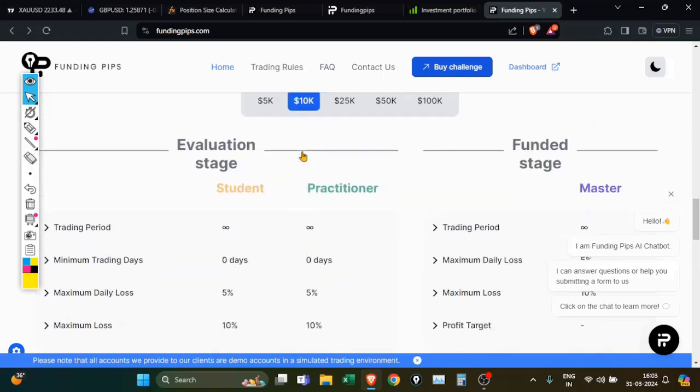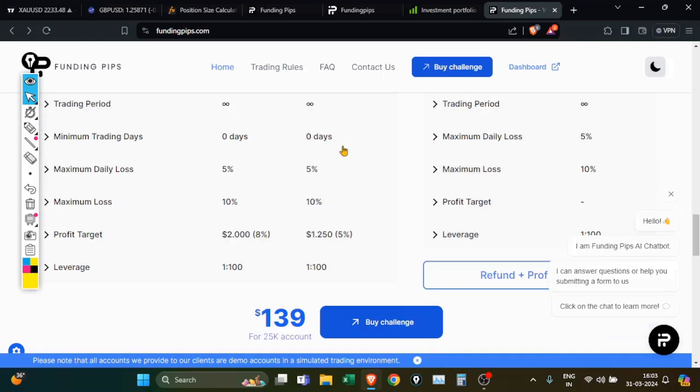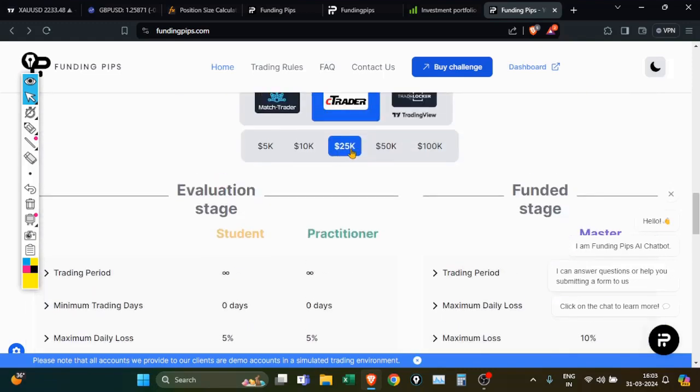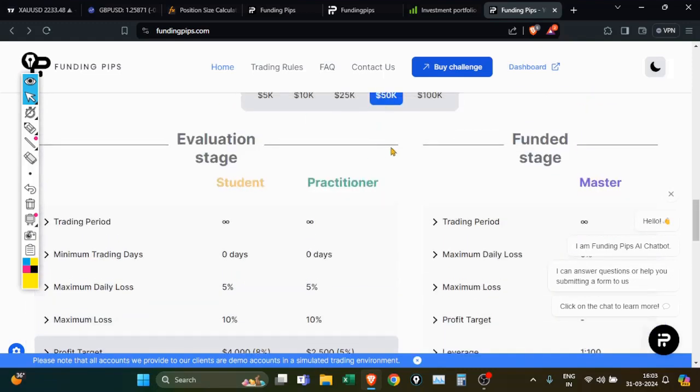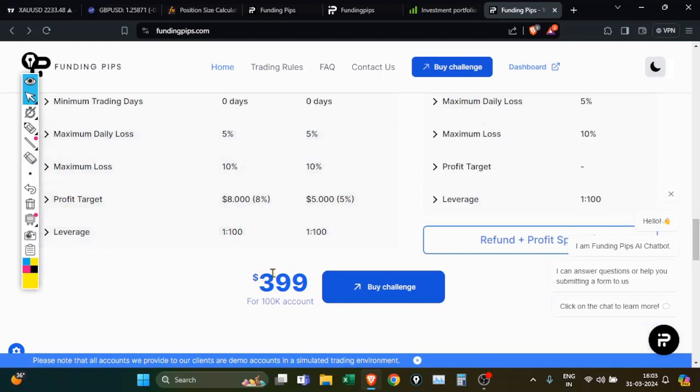The 10k account price is $60. The 25k account price is $139. The 50k account is $239, and lastly the 100k account is $399.